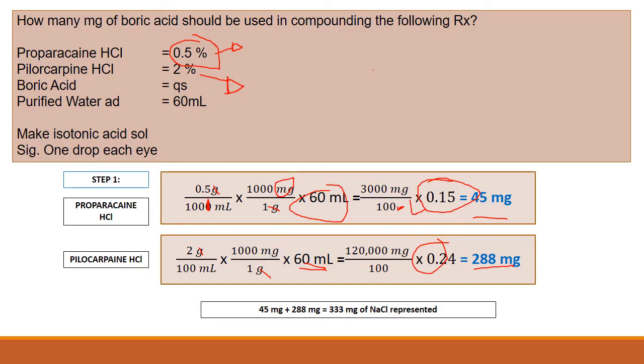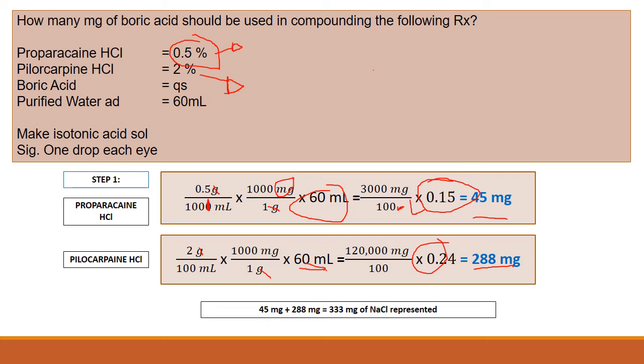So you have here, how many milligrams of boric acid should be used in compounding the following prescription. Proparacaine HCl is equal to 0.5%, pilocarpine HCl is 2%, then the boric acid is the sufficient quantity or the QS only. Purified water is equal to 60 ml. So make isotonic solution and the sig is 1 drop each eye.